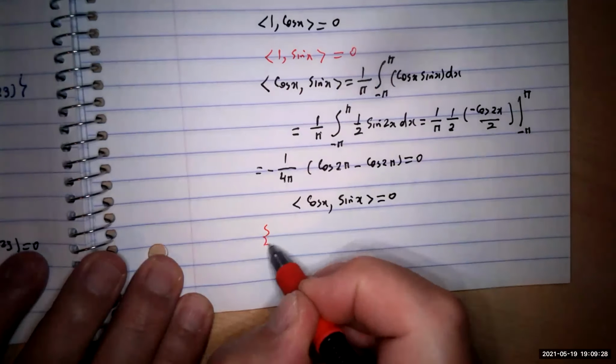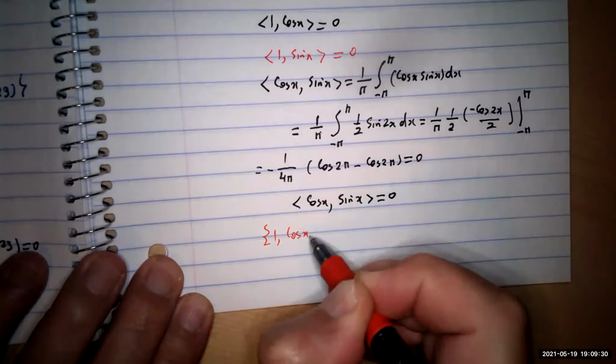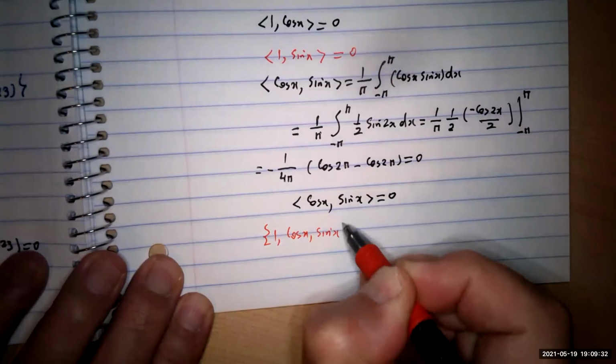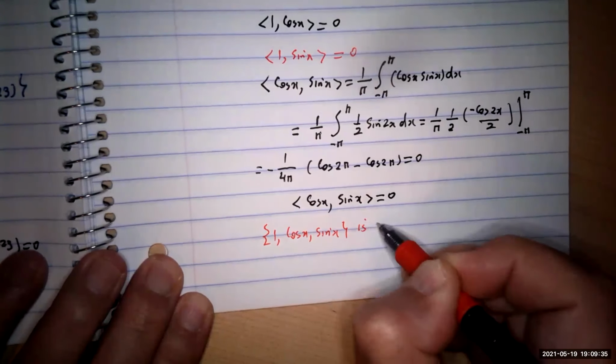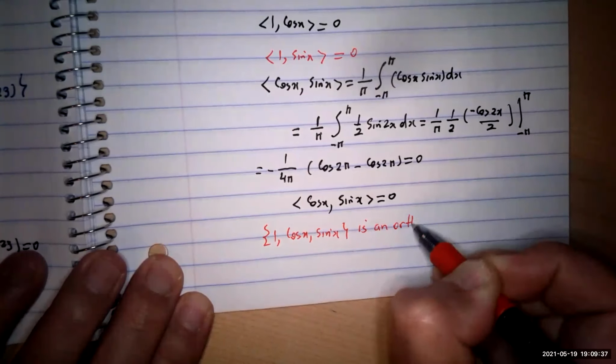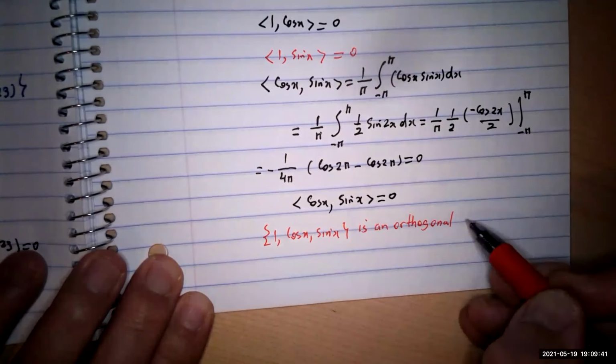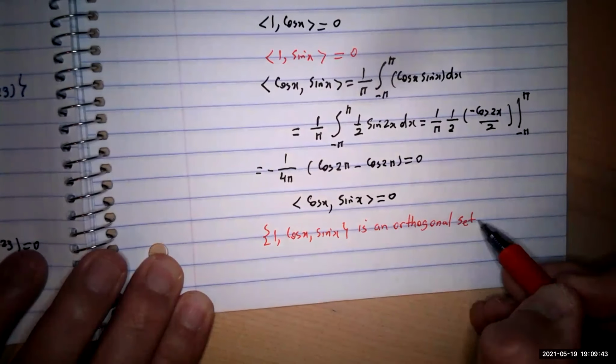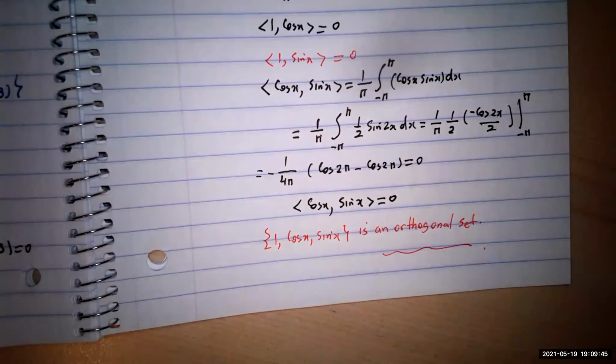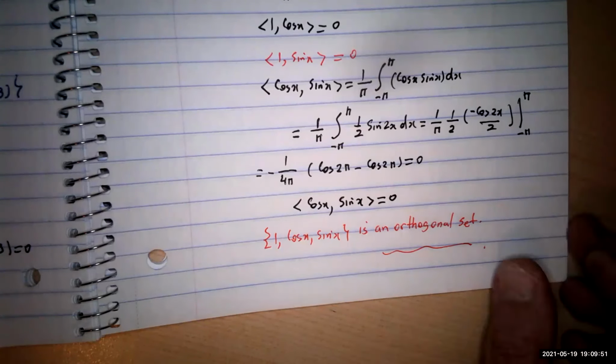So that's it: 1, cosine x, sine x is an orthogonal set.